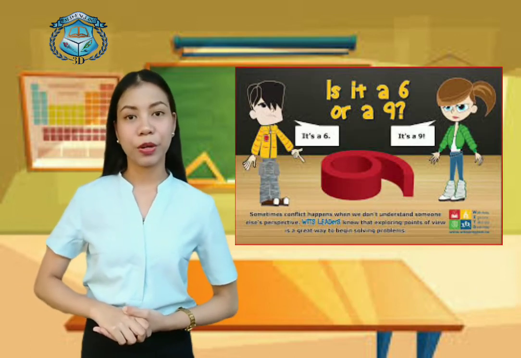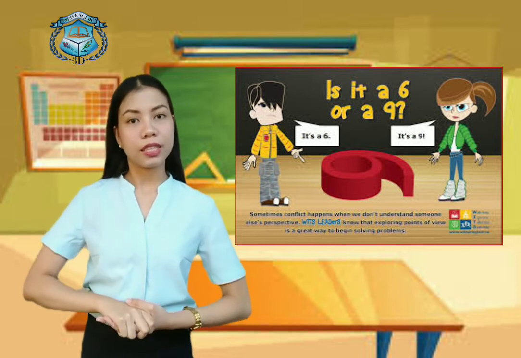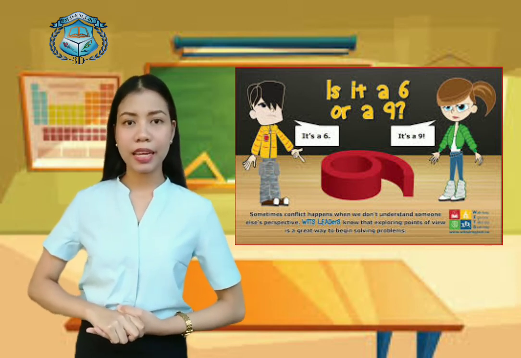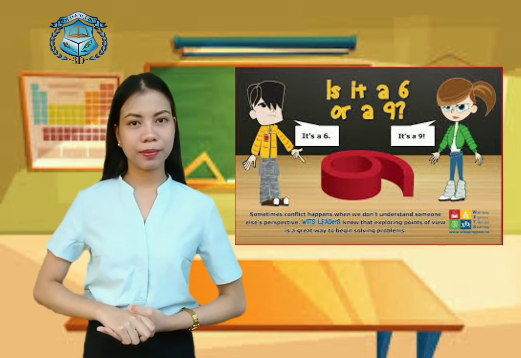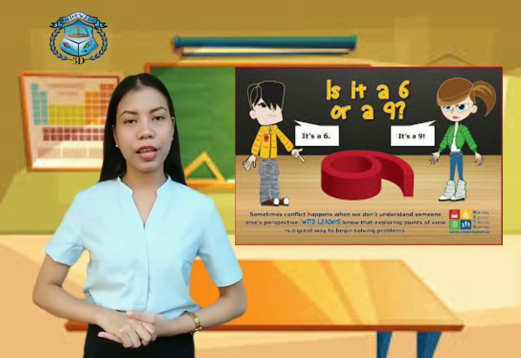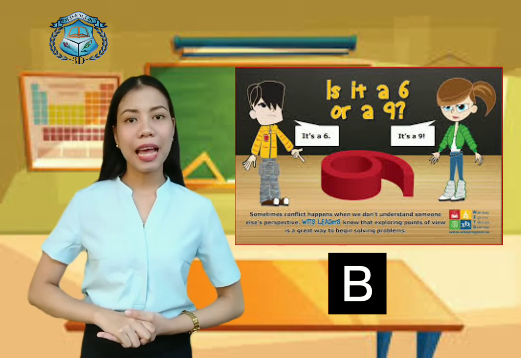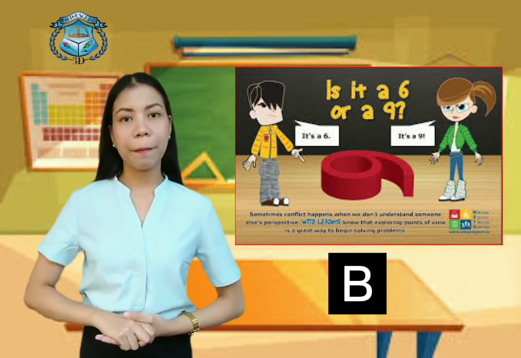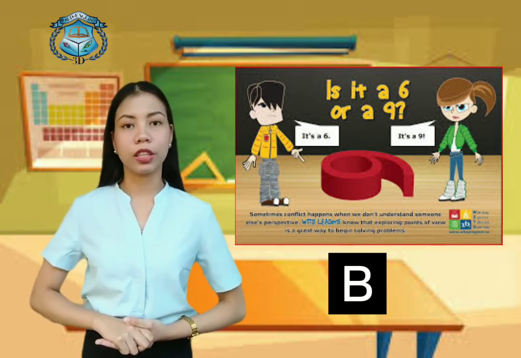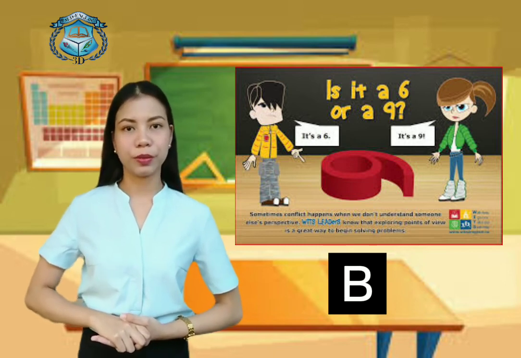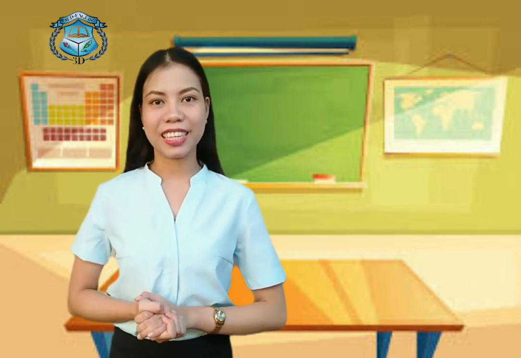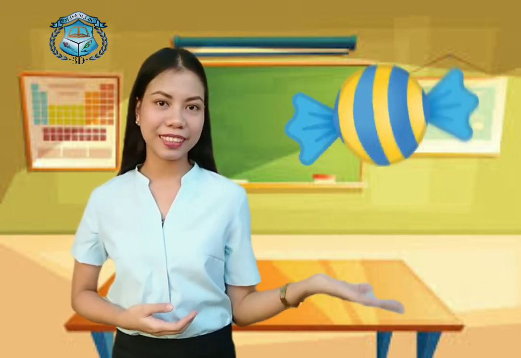And last number 5. What is the correct answer? Is it bias or prejudice? Very good. Bias. Someone can be biased depending on how she views things on his or her point of view. Congratulations, everyone, for actively participating in each of the activities prepared for you. Here's another candy badge from Margie. Job well done!